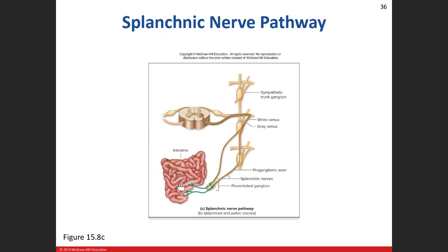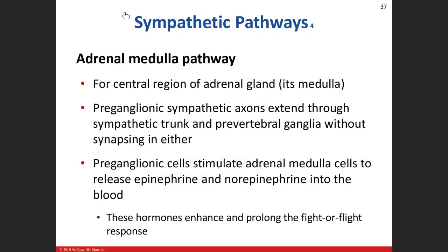This next one is easy, and it's very special. This last one is the adrenal medulla pathway. If you remember, the adrenal medulla is the central portion of the adrenal gland. There are only two hormones made there, norepinephrine and epinephrine, otherwise known as adrenaline. In this scenario, we are going to stimulate the cells in the medulla of the adrenal gland. That's that central region here.